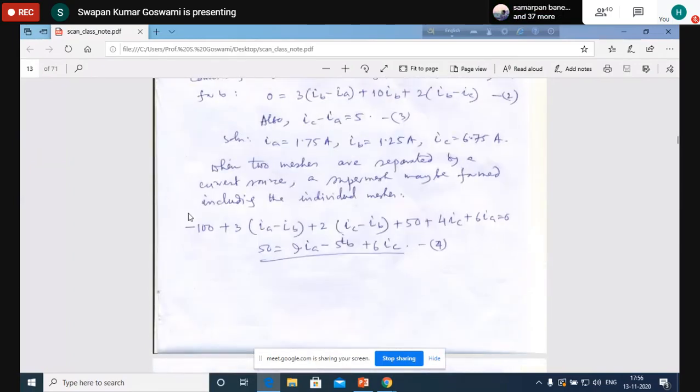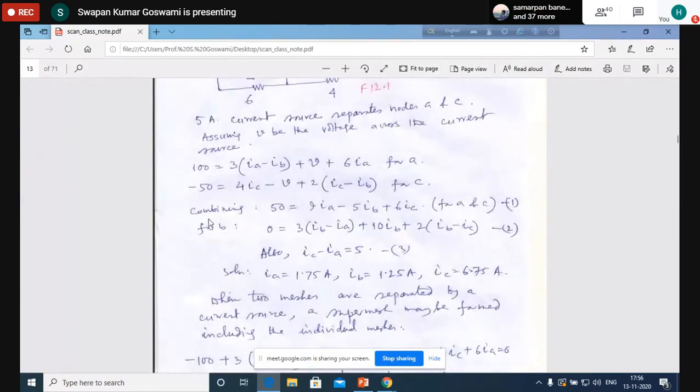The statement is that when more than one node is considered as a single node, and we write the KCL equation for that, then that combined node may be considered a super node. That means in a super node we have more than one node included, and we can write a single equation to represent more than one node.